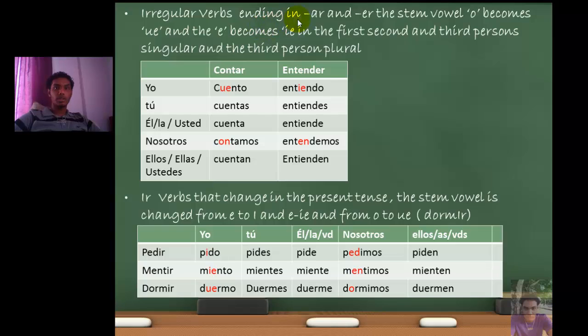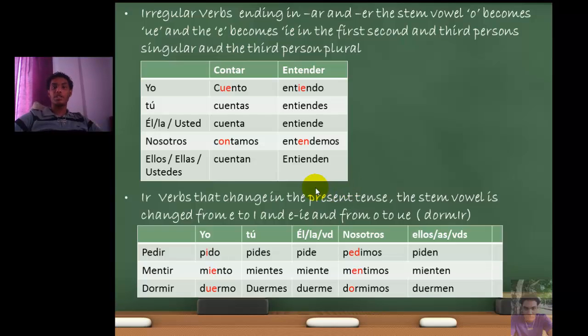Let's go on to the irregular verbs ending in AR and ER. Now, these are more radical changing and the pronunciation changes also. So for example, contar goes to cuento, cuentas, cuenta, but it remains regular in the nosotros form: contamos and entendemos. So just take a little note of that.